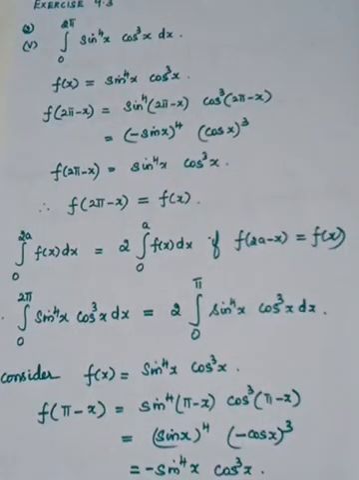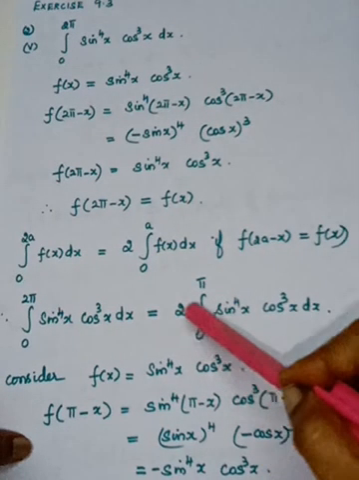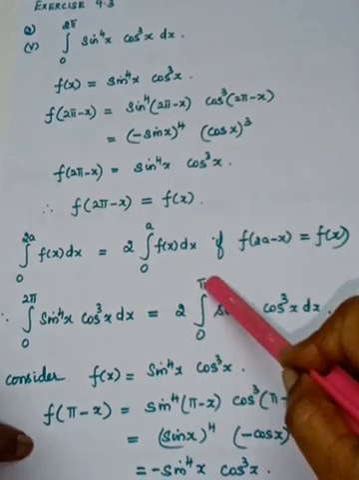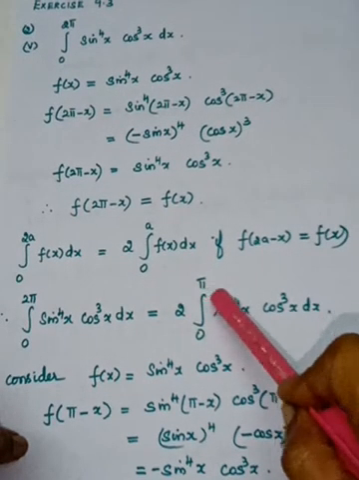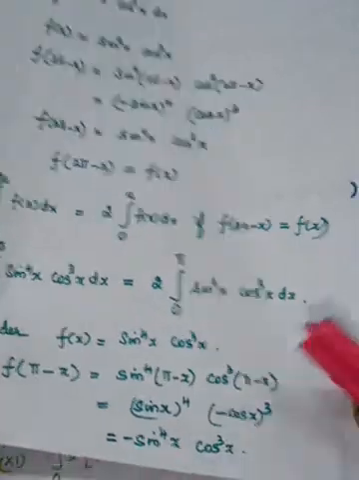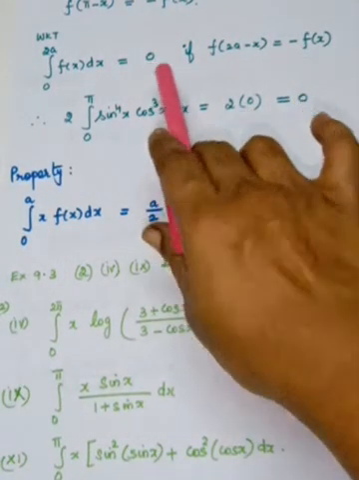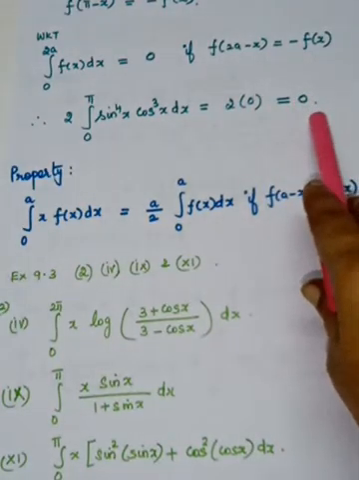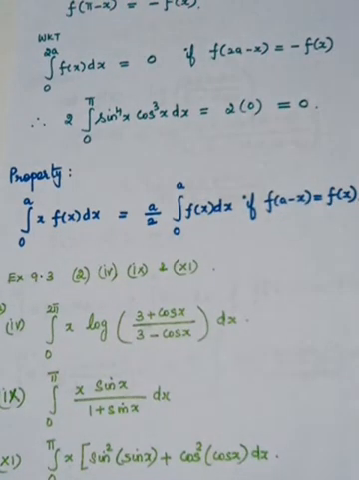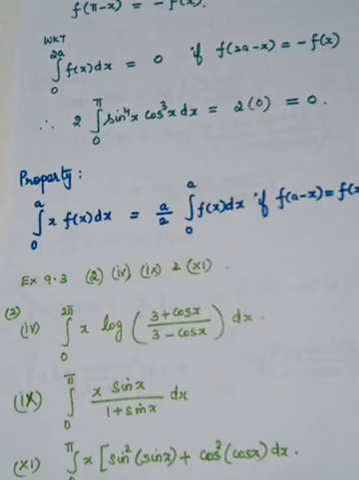Here your 2a is what? Pi. Okay. So 2 into integral 0 to 2a f of x dx is equal to what? Using this result, your answer is 0. So 2 into 0 is equal to 0.